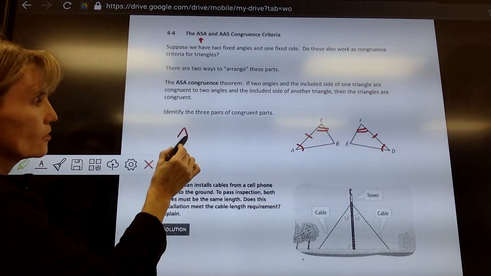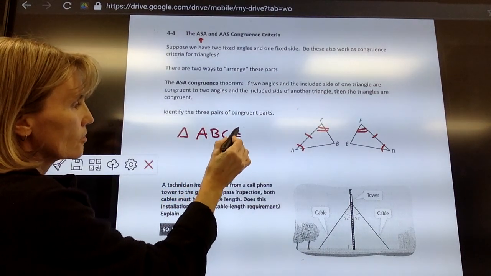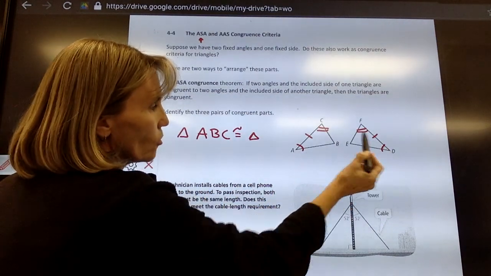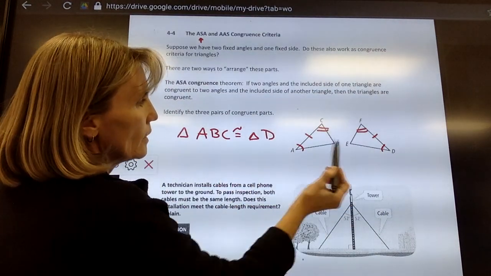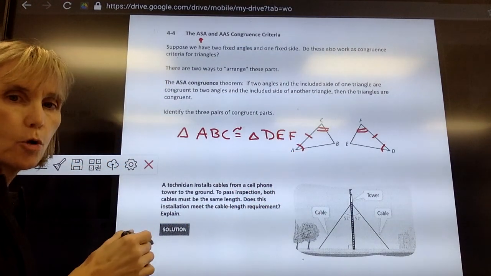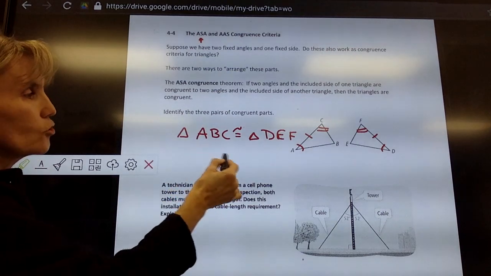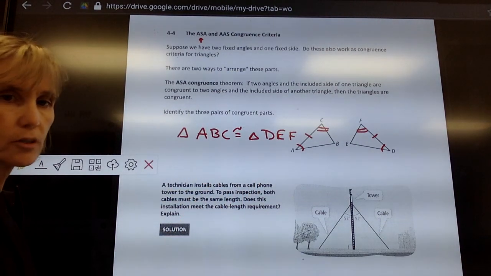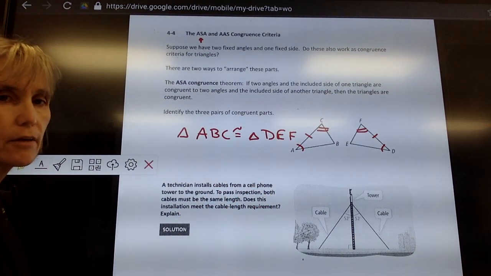So I could say that triangle, let's call it ABC, is congruent to triangle. Since I started with A, I have to start with its congruent part, which would be D. And then I went to B, so I have to go to E, and then F. So I would know if I have those specific parts, angle, side, angle, that the two triangles are congruent. And therefore, all of their parts are congruent. So I could name 3 angles that are congruent, and I could name 3 different sides that are congruent.